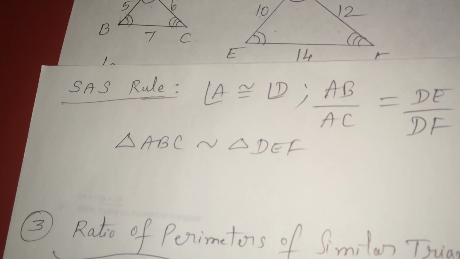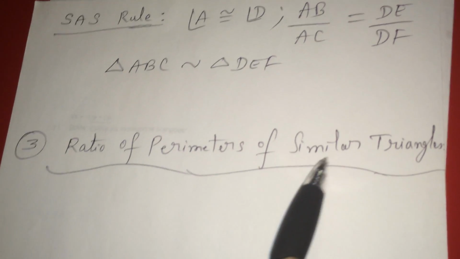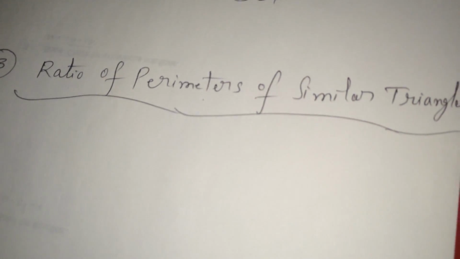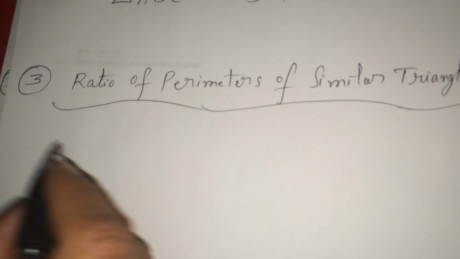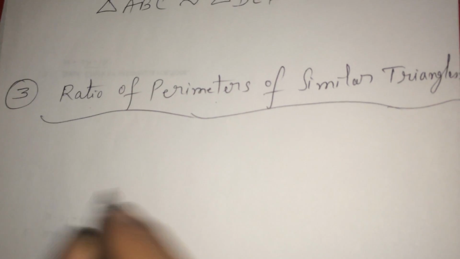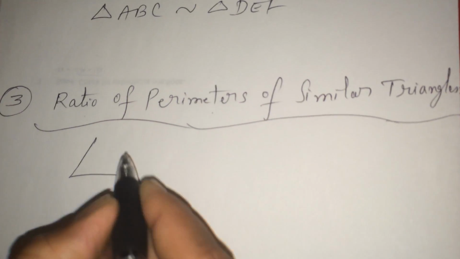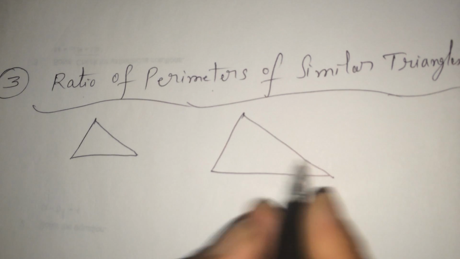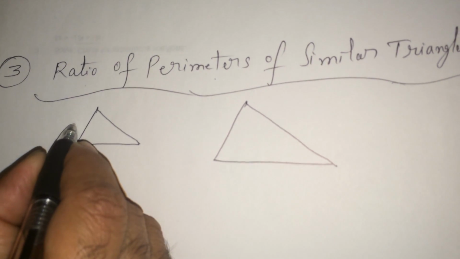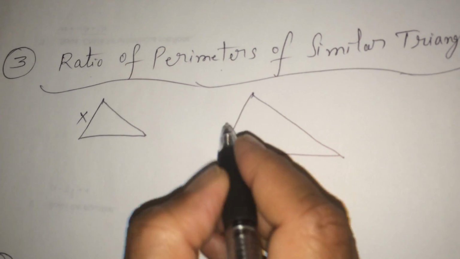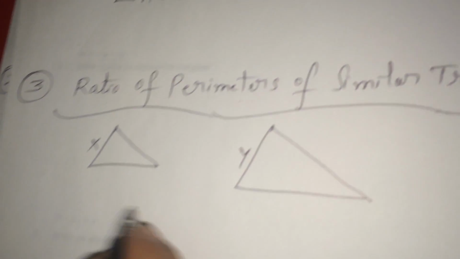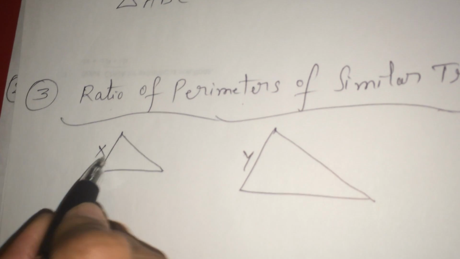Afterwards, there is another property we have to remember about similar triangles: the ratio of perimeters and the ratio of areas of similar triangles. Frequently they ask questions in the exams on these properties. For example, if I take two triangles like this, and here is another triangle that is similar to the first triangle, and this side is X and its corresponding side is Y, then the ratio of these two sides is X is to Y.